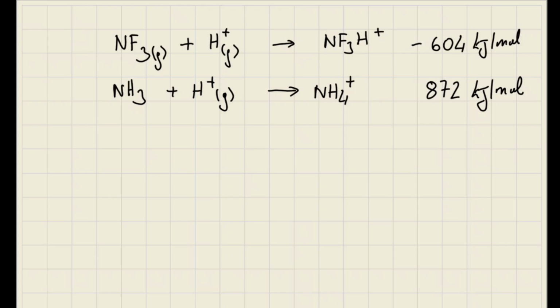So these are definitely minus delta H values, but the proton affinity values are positive. I don't know why, but they use the positive values for the proton affinity. So the red ones are the proton affinities.